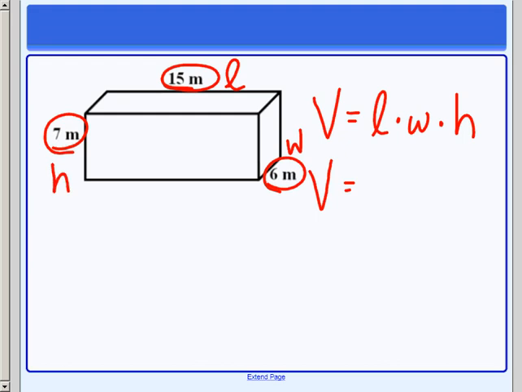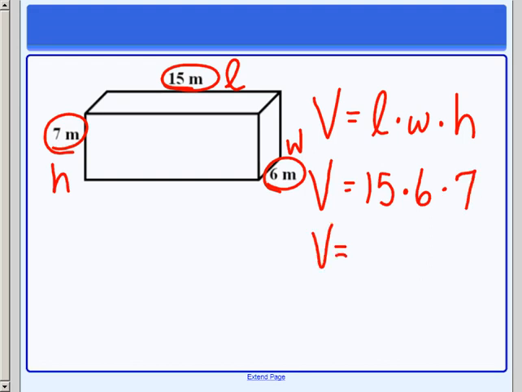Technically, does it matter which one's which? No, not really, because I could turn that prism, and if I could pick it up and rotate it, I could make any of those look like a length, a width, or a height. It doesn't matter because we're just multiplying them anyway. The commutative property of multiplication says I can multiply in any order and it doesn't change the product. So it really doesn't matter which one we call the length, the width, or the height. But we're going to use 15 for our length, 6 for our width, and 7 for our height.